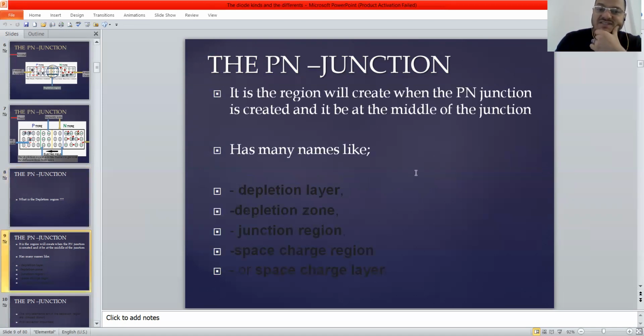The depletion region is a region created when the PN junction is created, and it is in the middle of the junction. Actually, it has many names, but the most famous and common one is the depletion region. At the same time it has other names like depletion layer, depletion zone, junction region, space charge region, or space charge layer. But the most common name is depletion region.